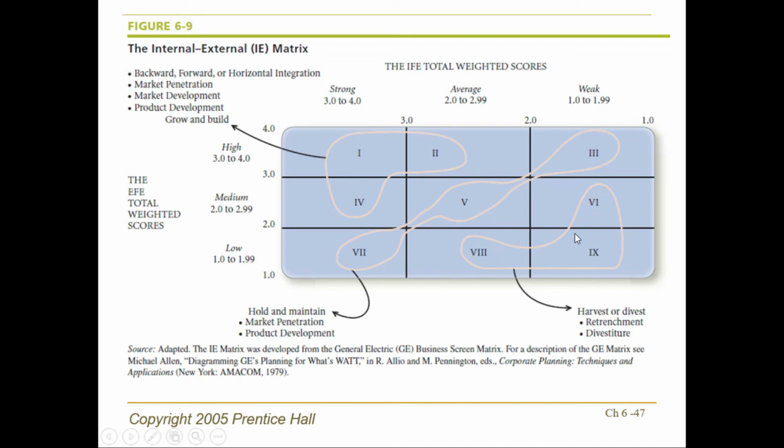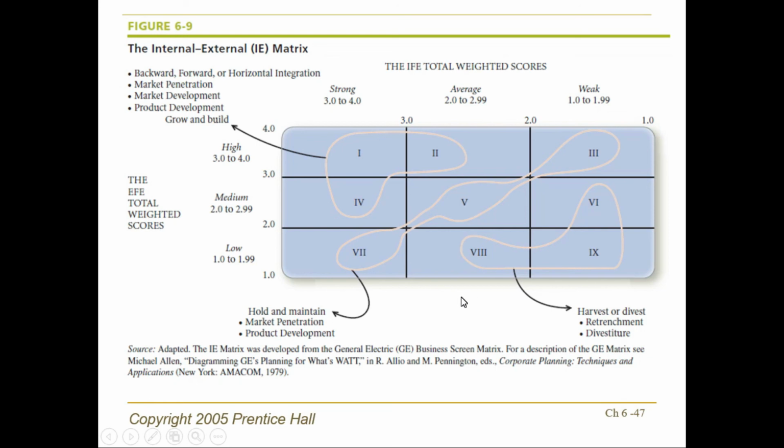And if you lie in these three-box group, box number 6, box number 8 and box number 9, then you harvest and divest. It means that you have earned the maximum profit, but there is nothing left for you in this market. You can now retrench your activities or go for divestiture.